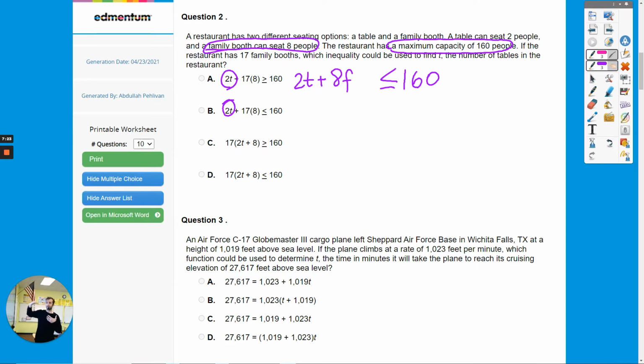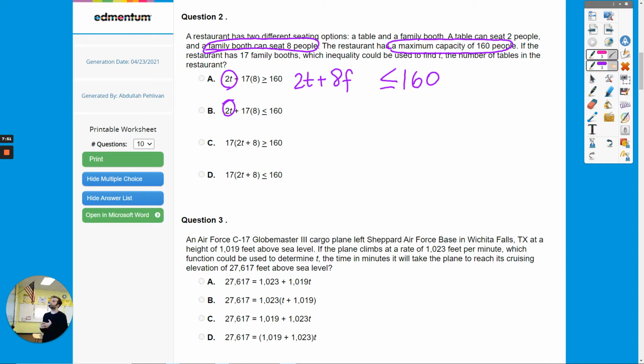This can kind of force you to use the sign that is greater than or equal to, because of the word maximum. But think about what that means. If the restaurant cannot take any more than 160 people, it should be taking either 160 or less, which means less than or equal to sign is what you need. So you got to have that thought process in mind when you are solving or setting up an inequality.